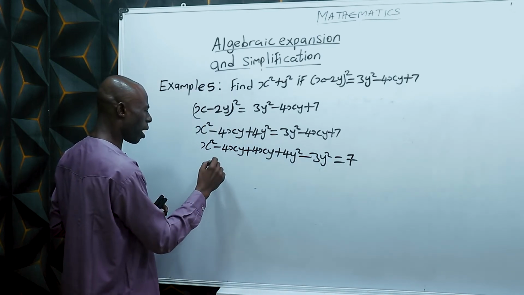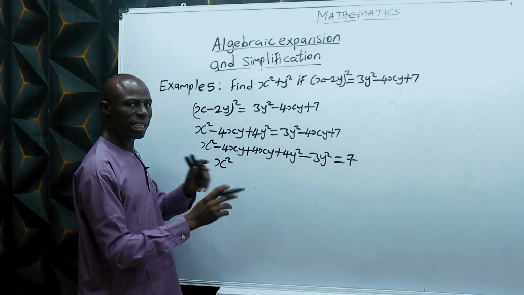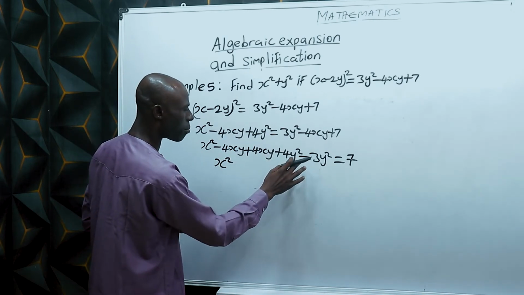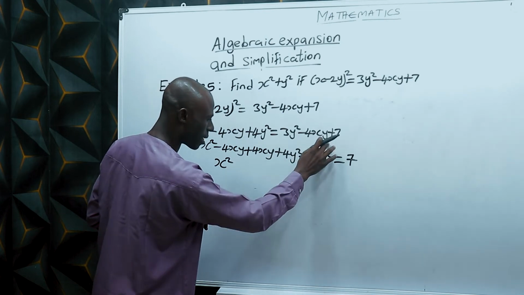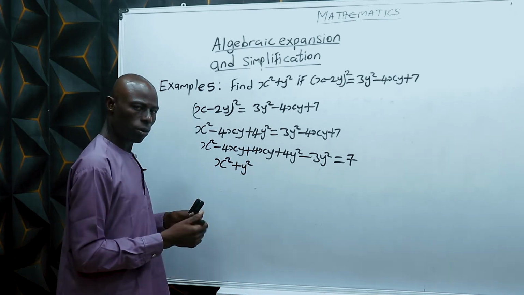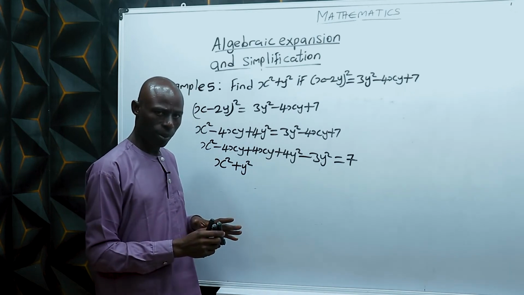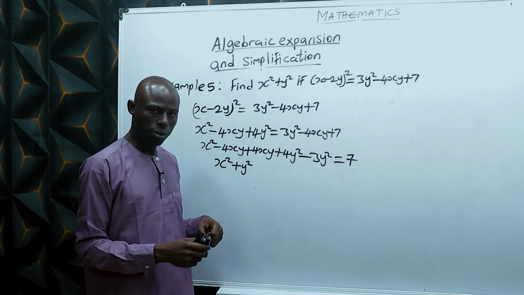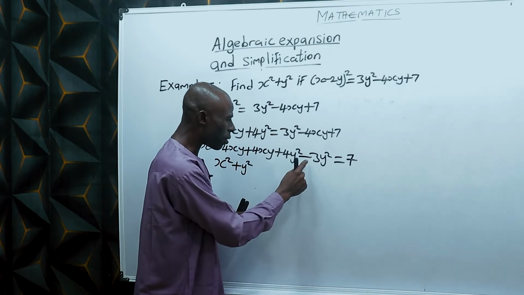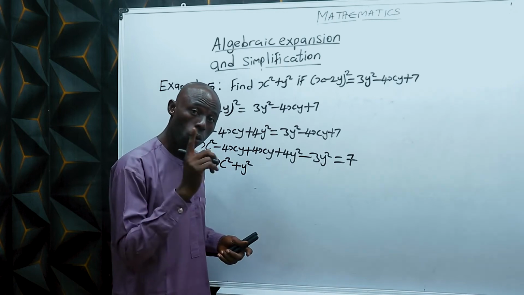So here we have x squared, negative 4xy plus 4xy gives 0. They negate each other. Positive 4y squared minus 3y squared gives positive y squared. I want to believe you understand this. Let's say y squared is a goat. It will mean 4 goats minus 3 goats. 4 goats minus 3 goats gives you what? 1 goat.